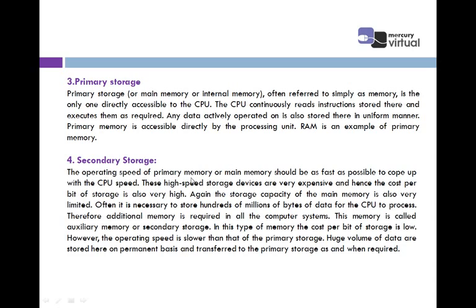So the operating speed of primary memory or main memory should be as fast as possible to cope up with the CPU speed. These high-speed storage devices are very expensive, and hence the cost per bit of storage is also very high. Again, the storage capacity of the main memory is very limited. There is some limitation like 2 GB RAM, 4 GB RAM. As you heard, 4 GB RAM means there is a capacity of 4 GB only. But if there is a need of more than 4 GB, what can I do? So I use the secondary storage, right?